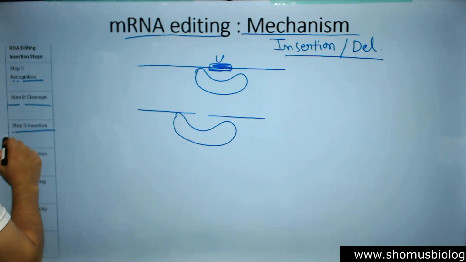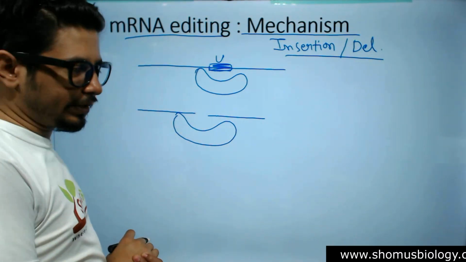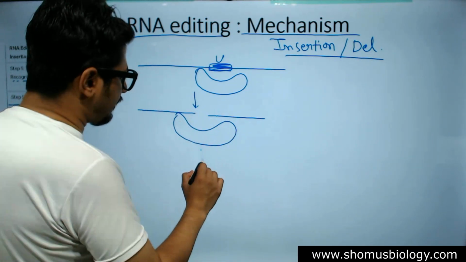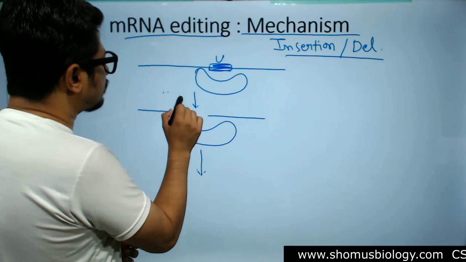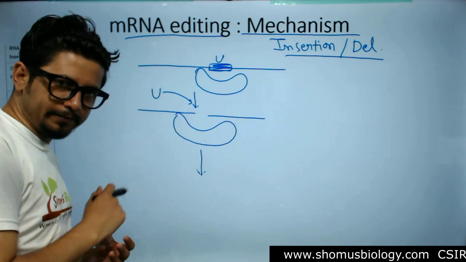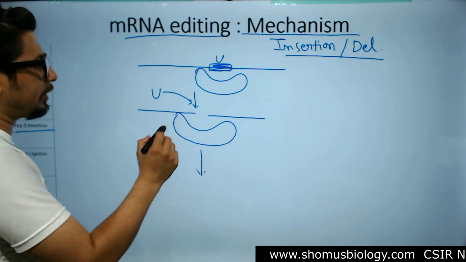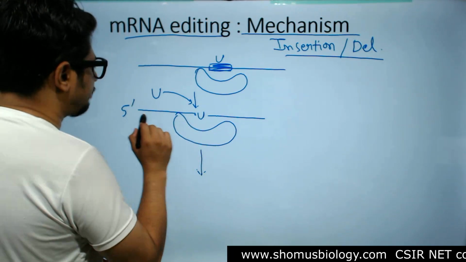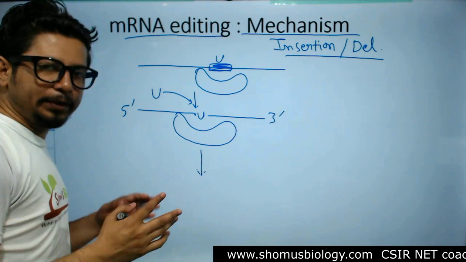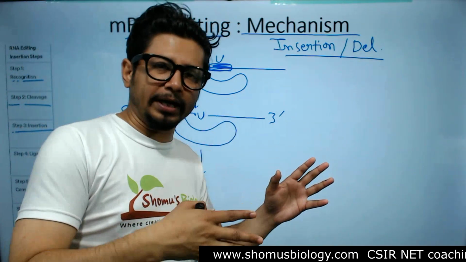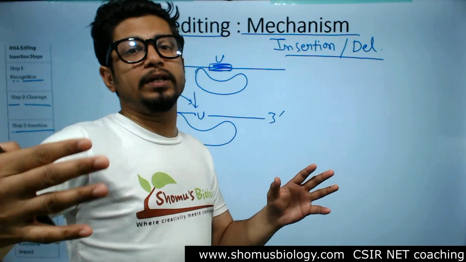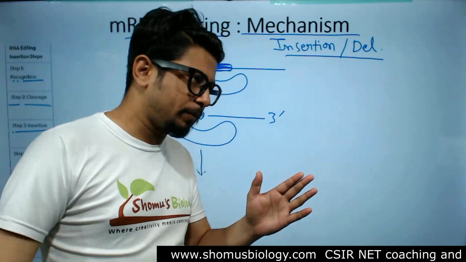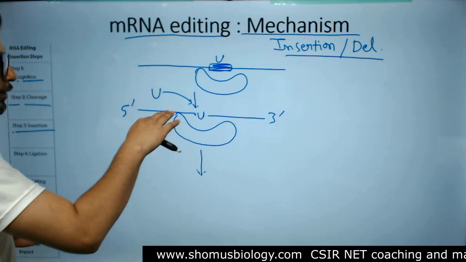Okay, so after cleaving out, the insertion or deletion can be done here. Let's say there is an insertion. In this case, right after this there will be an insertion of, let's say, a U. We need to add another U here, because let's say this is 5 prime and this is 3 prime, so obviously we need to attach uracil or any other nucleotide following the rule of polymerization, that is, addition of a new nucleotide from 5 prime to 3 prime direction. So this addition will be done here, a U will be added.